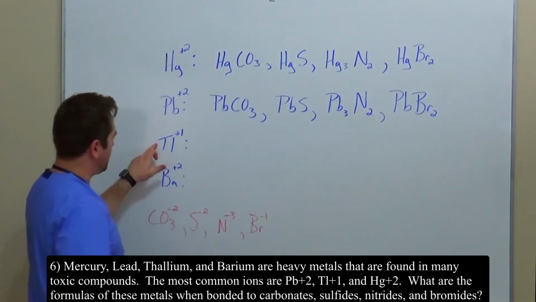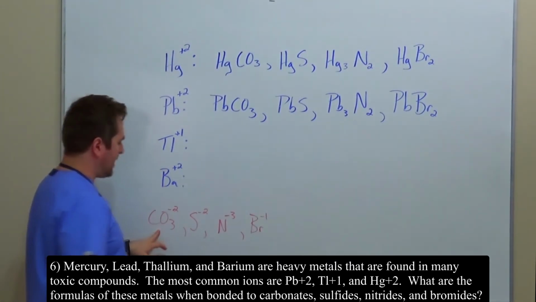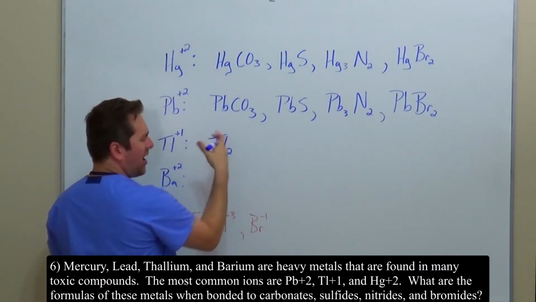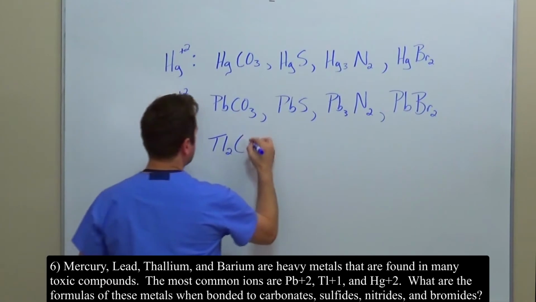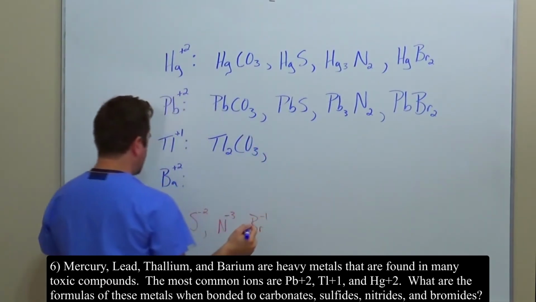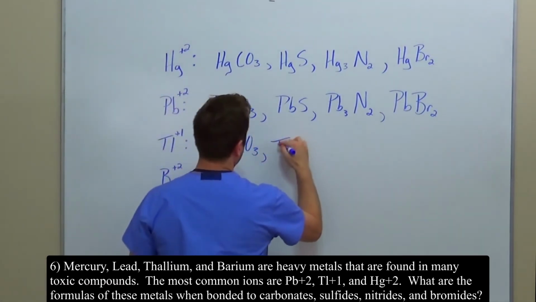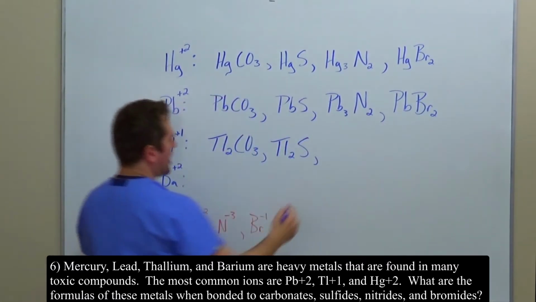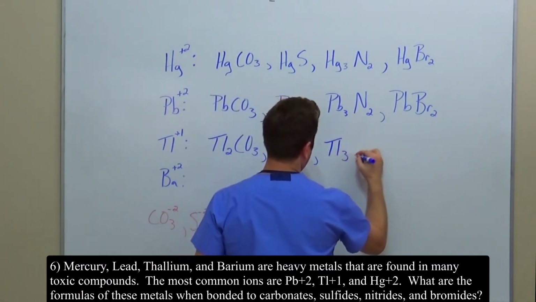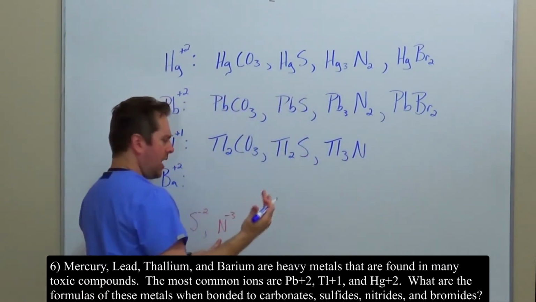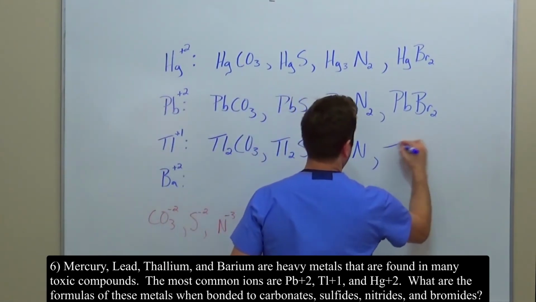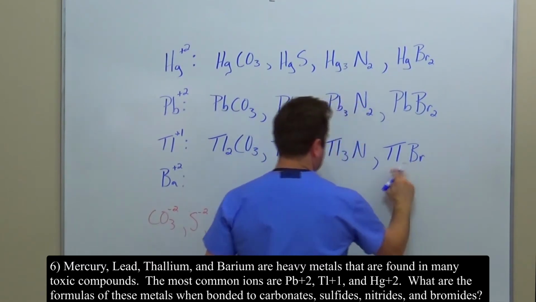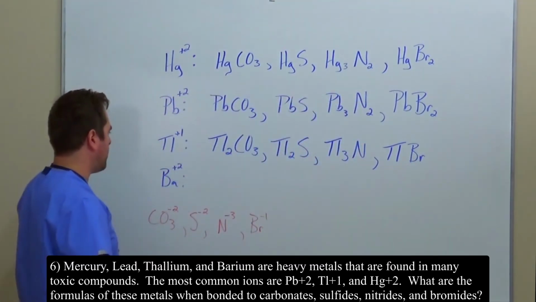Okay, thallium has a positive 1 charge, carbonate negative 2. So clearly we need to use a subscript of 2 so we have an overall positive 2 charge on the thalliums. So that's thallium carbonate. All right, sulfide, same story. We need 2 of them. All right, what about the nitrogen? Well, this time we need a subscript of 3 to have thallium 1 nitride. And then when the thallium is bonded to the bromine, it's just TlBr. That's it. Thallium bromide.